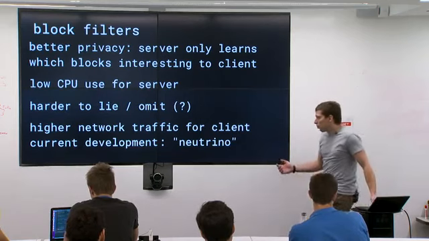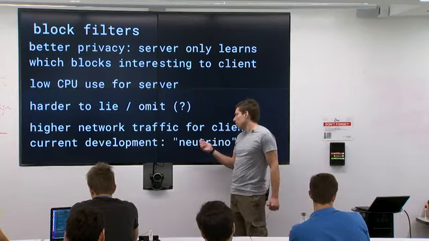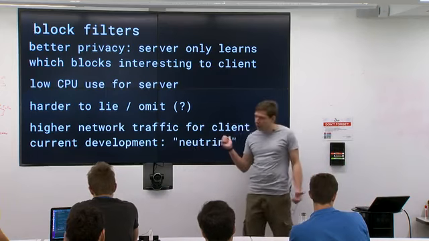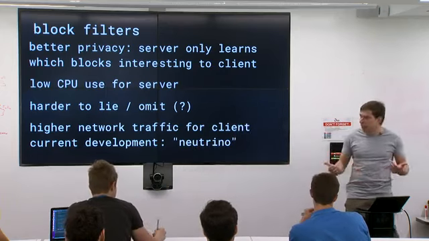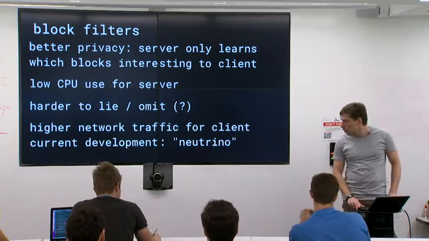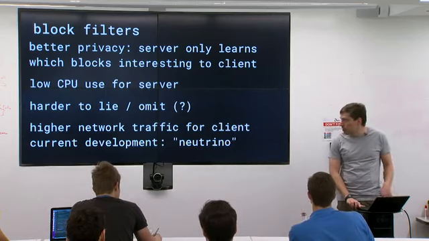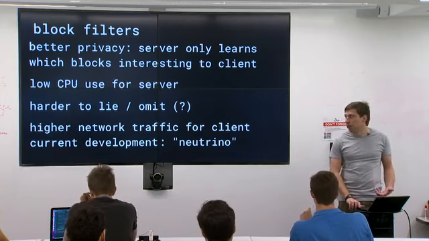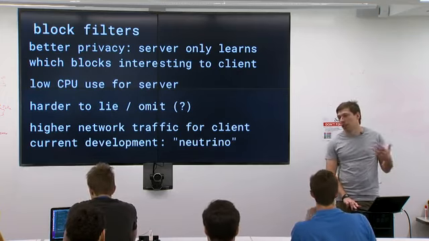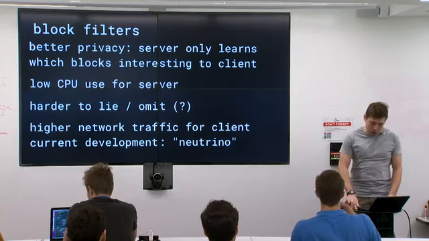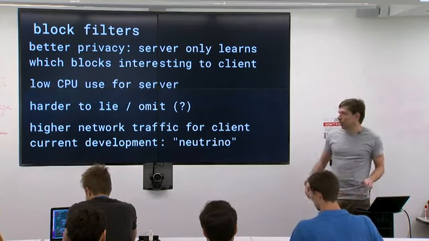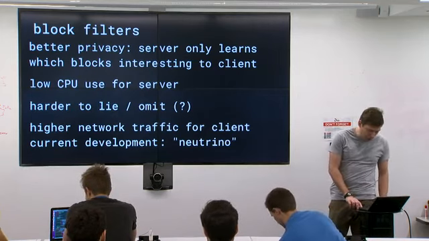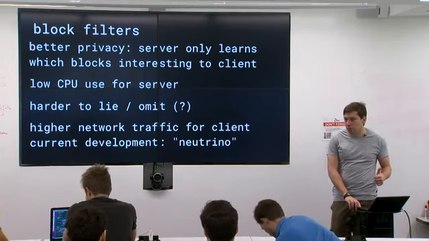So there is current development. Lightning Labs, basically Lalu, is working on something called Neutrino. It's a variant of this. And then hopefully something like this will eventually get into Bitcoin Core itself and replace the current server-side Bloom filter code. Hopefully, but something to work on. Any questions about the Bloom filter stuff?